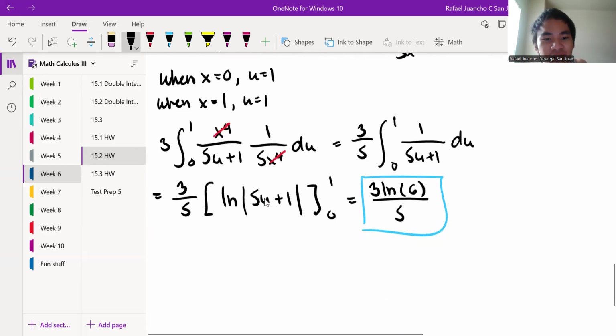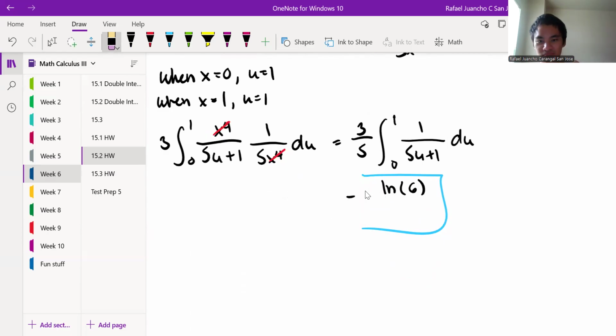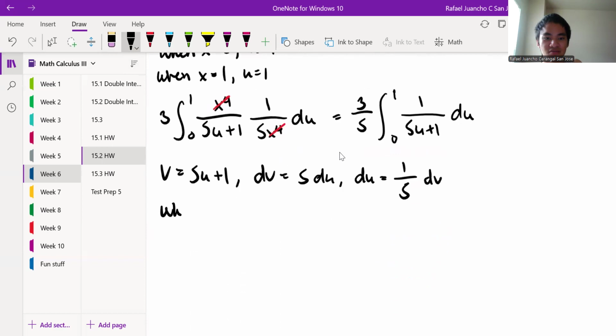Oh, now I know where I messed it up. I have an extra 5 here, and then I have this. And then I did an ln, which again shouldn't be. Yeah, so let me just do another u sub, just to be super sure. So v would be this. So in this case, it's a v sub. It's basically a direct substitution. So my derivative would be 5 du. And so my du would be 1/5 dv. And when my v is 0, my u is basically 1, right?